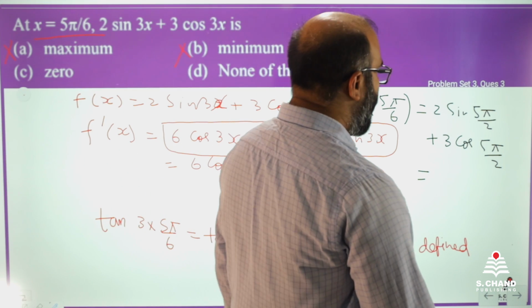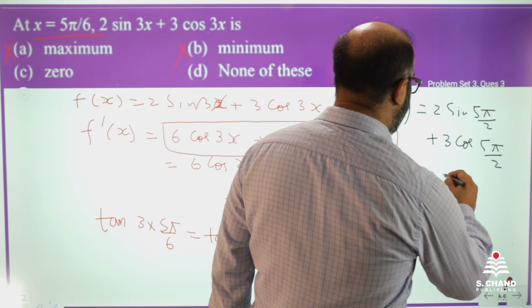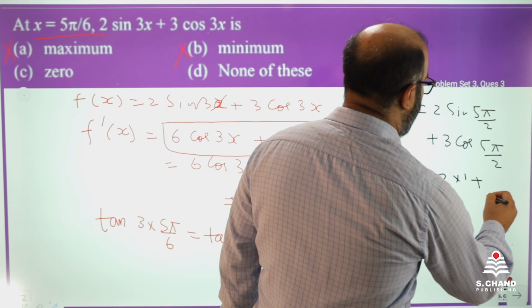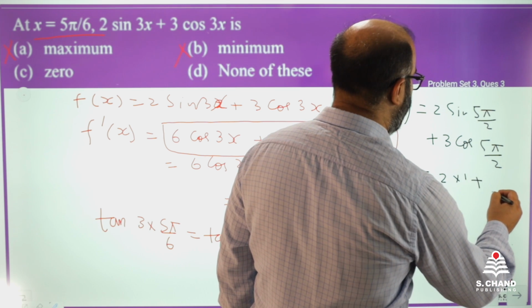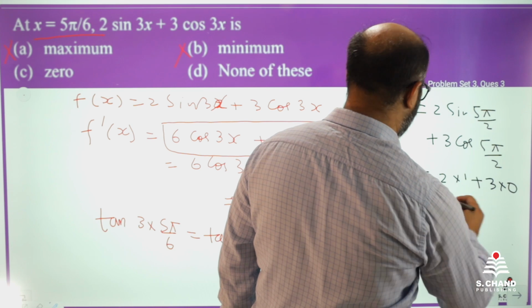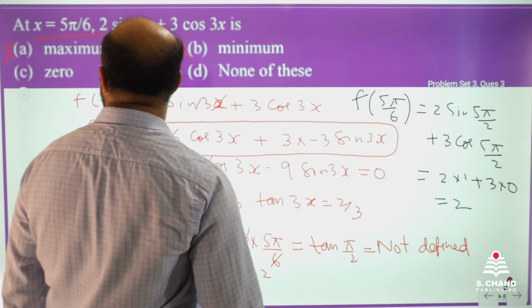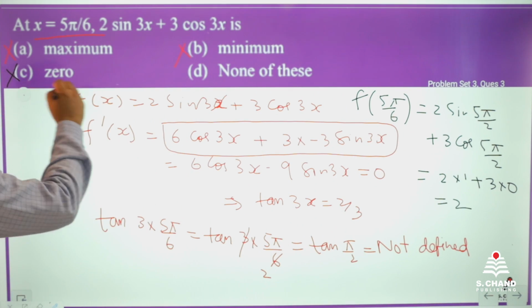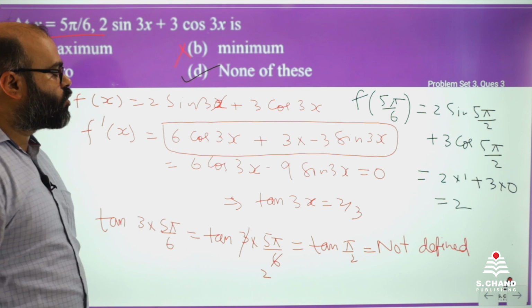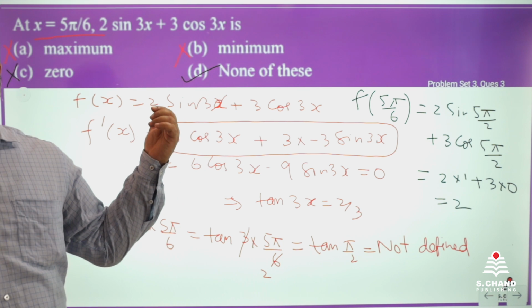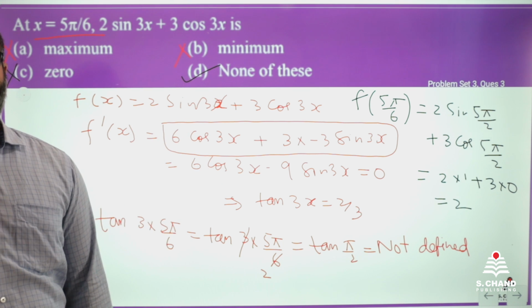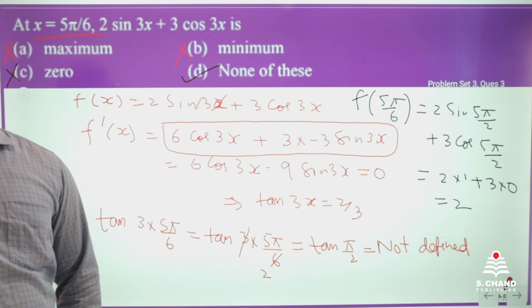Now sine 5 pi by 2 will be 1, so 2 into 1, plus cos 5 pi by 2 will be 0. So you get 2. So it is still not 0. So we'll say none of these. Here, all the first three options are not correct. You have none of these as the correct option. So you will say that option D is the correct option.